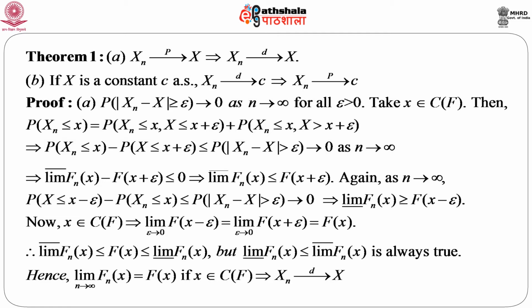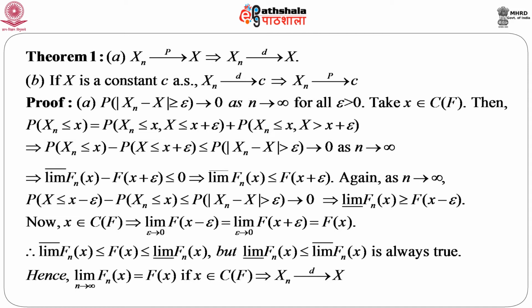Now, proceeding exactly similarly, as n goes to infinity, we can again get probability X less than or equal to small x minus epsilon minus probability capital X_n less than or equal to small x. This actually gives us F_n(x) is less than or equal to, again, probability mod X_n minus X greater than epsilon, which goes to 0. Now, if we take the lim inf on both sides and note that probability X less than or equal to x minus epsilon is basically independent of n, we can immediately say that lim inf of F_n(x) is greater than or equal to F(x minus epsilon).